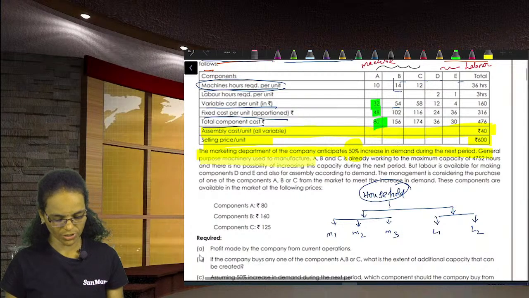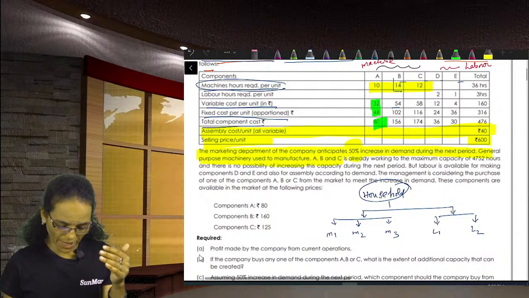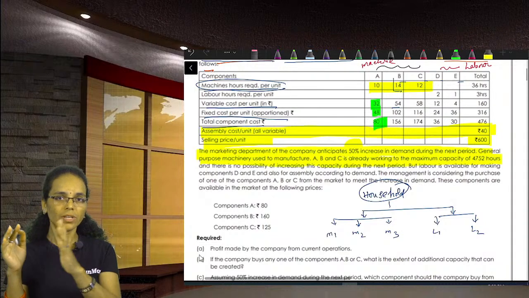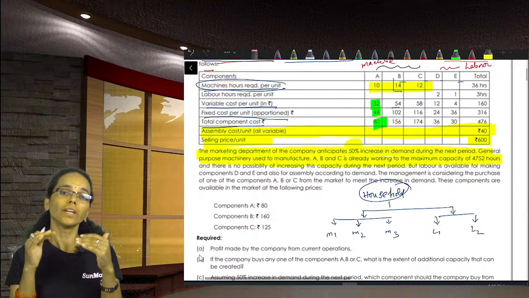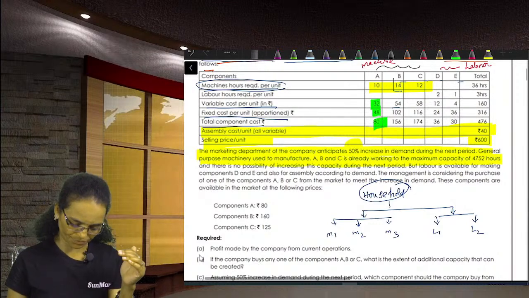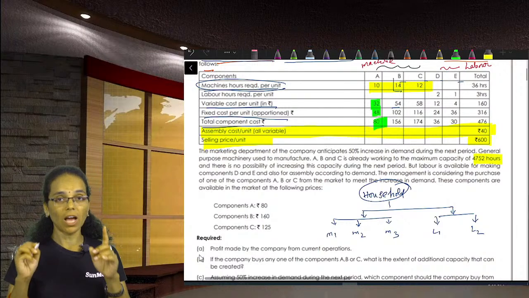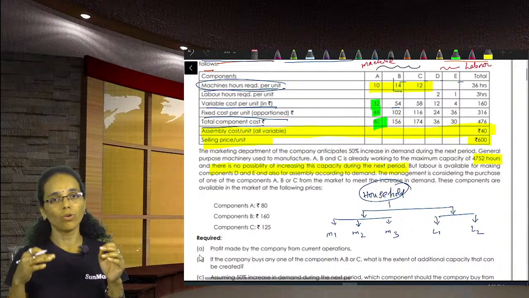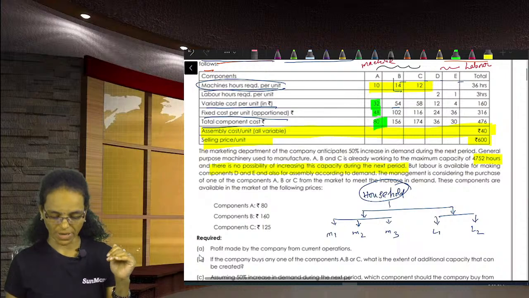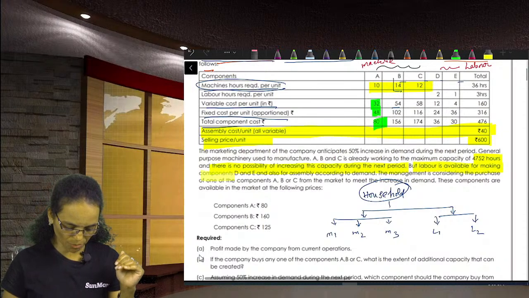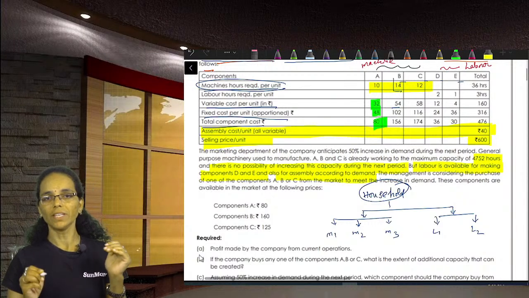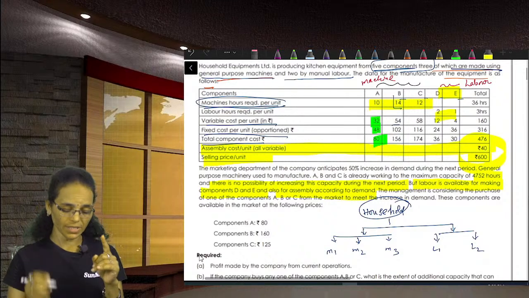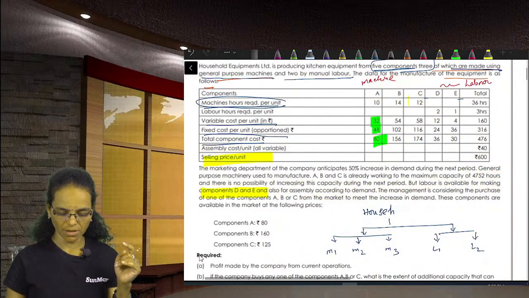General purpose machines A, B and C are already working at the maximum capacity of 4752 hours. See, we have 3 general purpose machines, but these machines are already working at maximum capacity, means there is no surplus capacity. Totally we have 4752 hours and there is no possibility of increasing this capacity during the next period. But labor is available for making components D and E, and also assembly, according to demand. When there is demand for the new product, labor and the assembly process are also available. The only bottleneck here is machine hours.